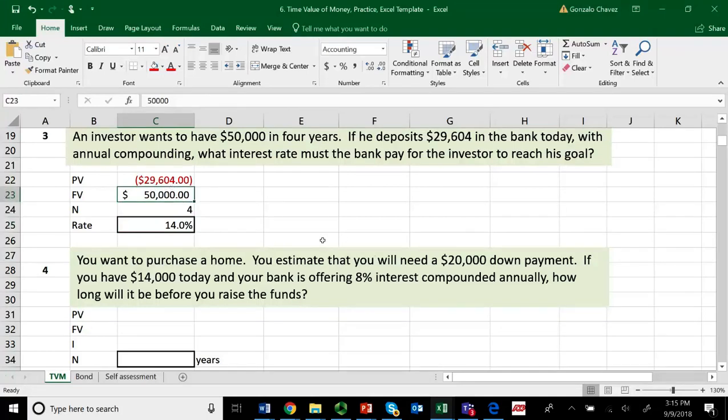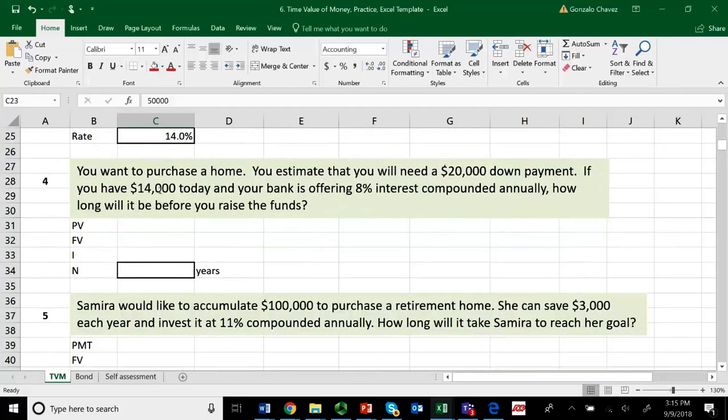The fourth problem is you want to purchase a home. You estimate that you will need a $20,000 payment. So you already know that the future value that you're looking for is $20,000. If you have $14,000 today, the initial amount that you place is $14,000. Remember, this is now negative, we learned our lesson. And your bank is offering an 8% interest. How long would you have to wait in order for the $14,000 to become $20,000?